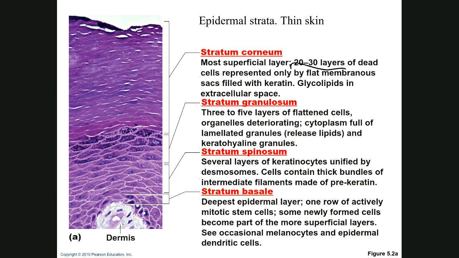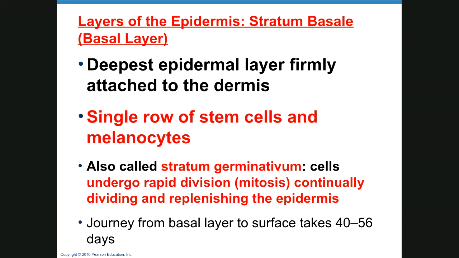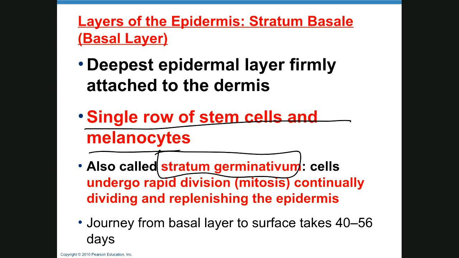A lot of this chapter is just going over these strata. Stratum basale, again, one single row of stem cells and melanocytes. Remember that this is called the stratum germinativum. It has two names. These are cells that are dividing very rapidly. They are young cells, and they're replenishing the epidermis constantly. So it says here that it takes about 40 to 56 days for cells to travel from the basal layer all the way to the top. So this will be the lifespan of these cells, because by the time they get to the top, they're dead.